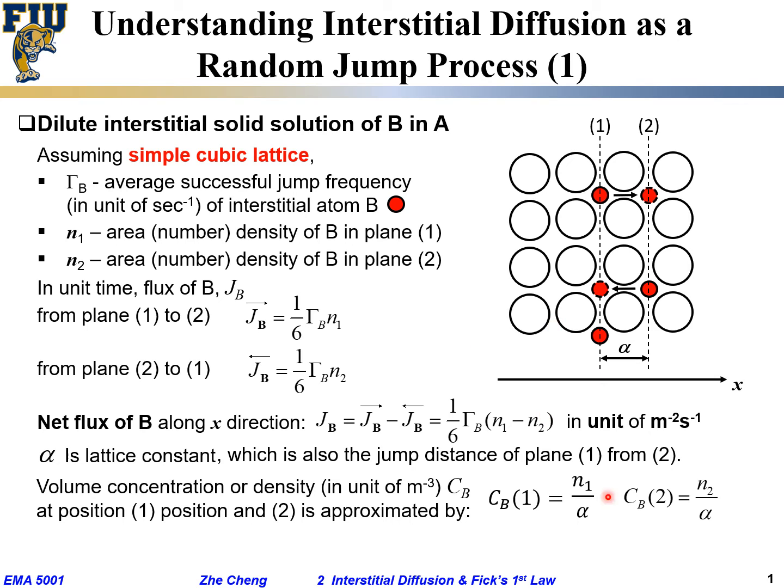Okay, from these two, we rewrite. N1 would equal what? From here, N1 would equal C1 times alpha, and N2 would be C2 times alpha. Make sense? Okay.